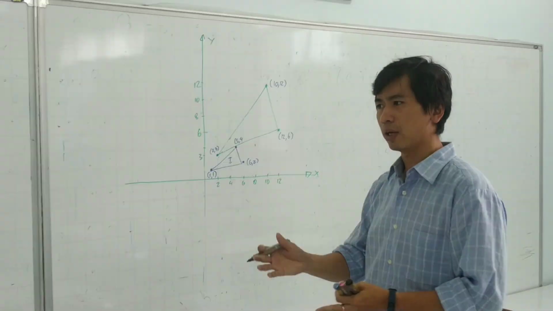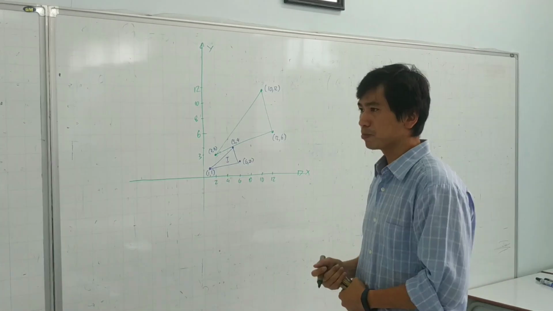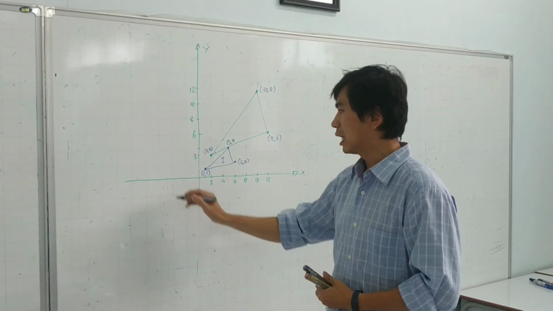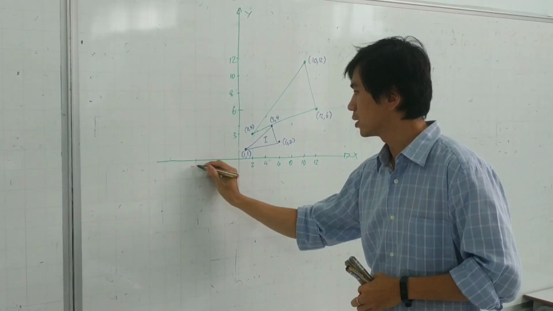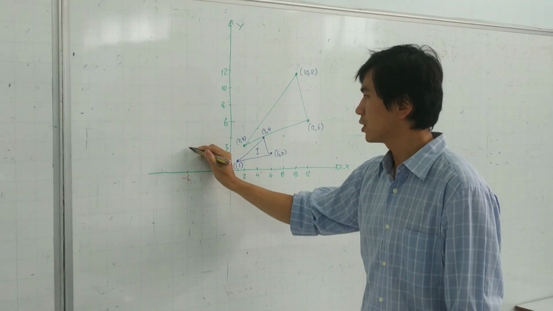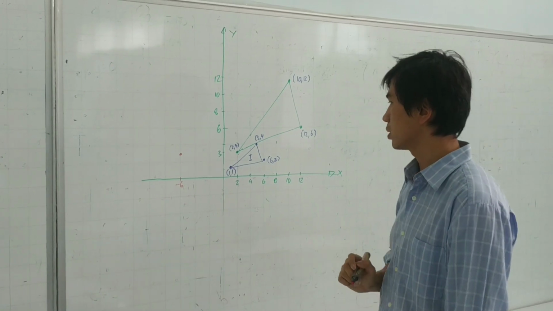So negative and positive is explained over there. 1 comma 1. Since it has a negative 7 over there, you will get negative 6. Negative 6 comma 3. So 1 comma 1 becomes negative 6 comma 3.